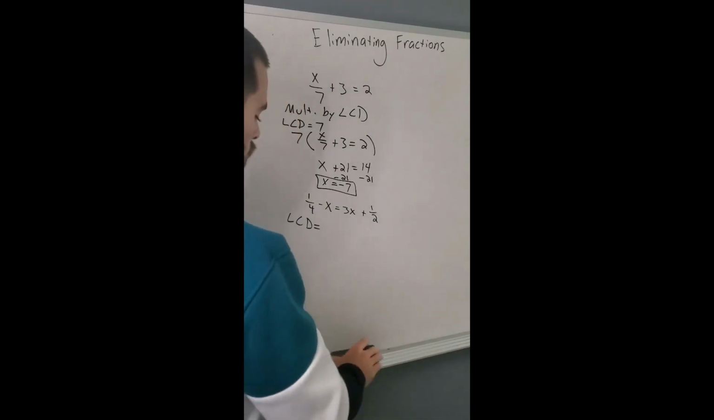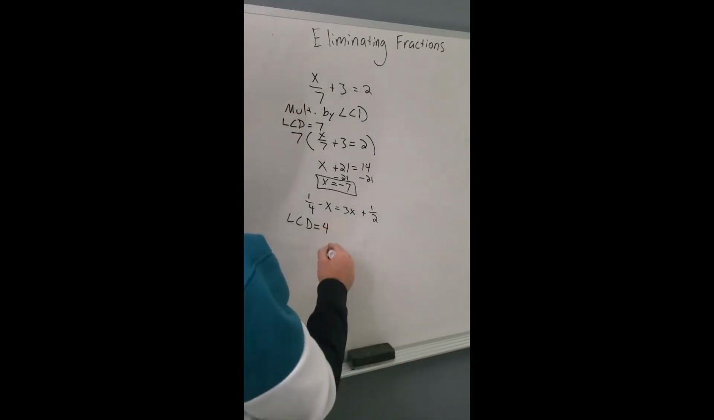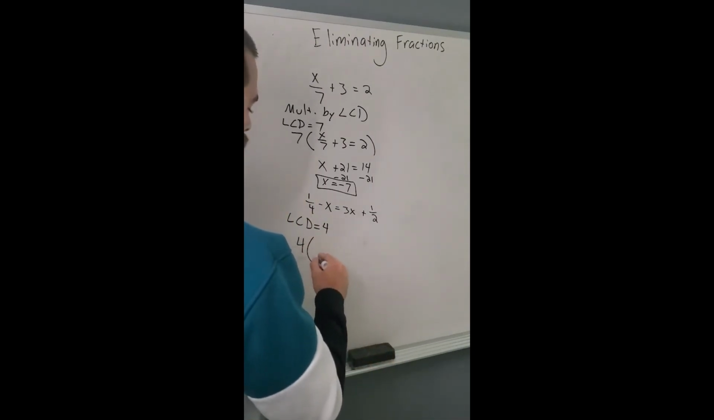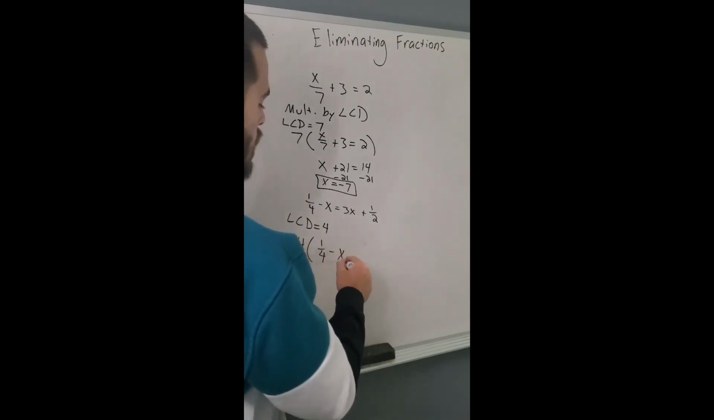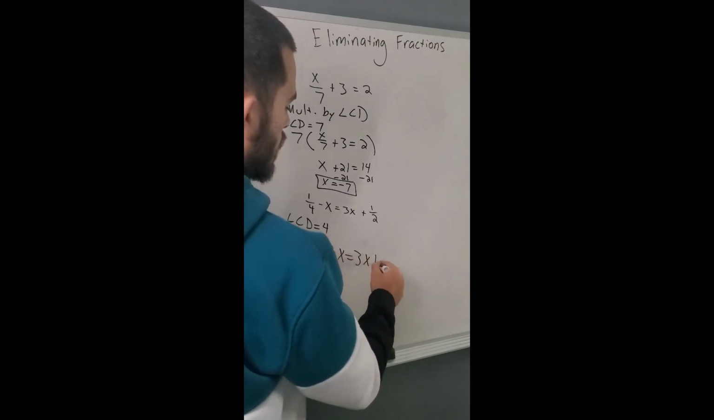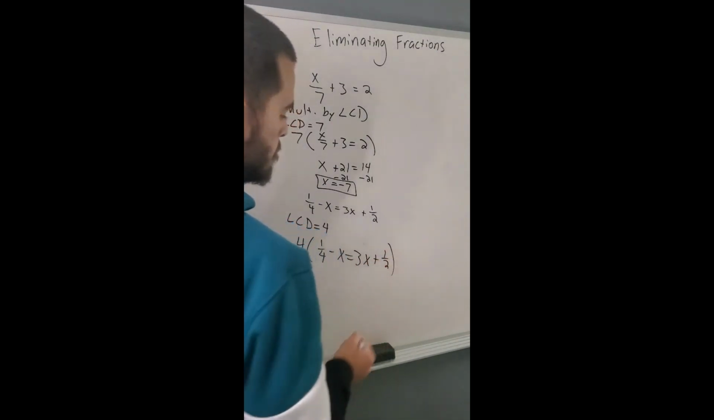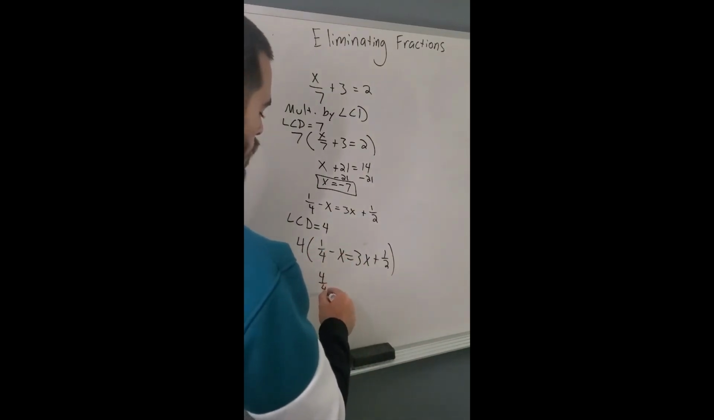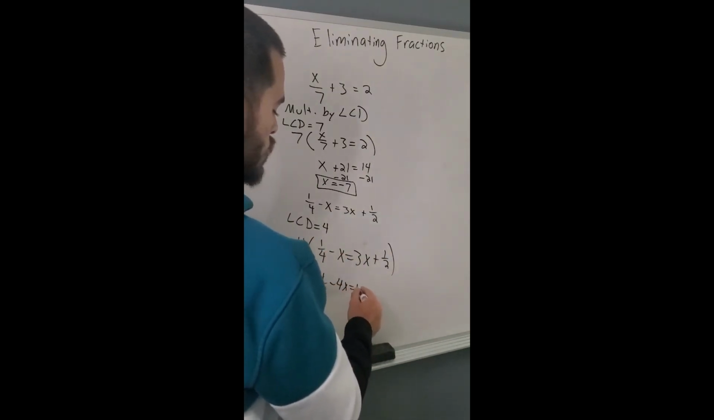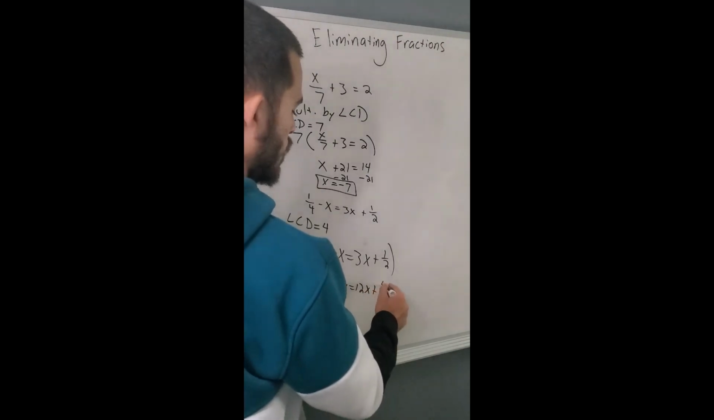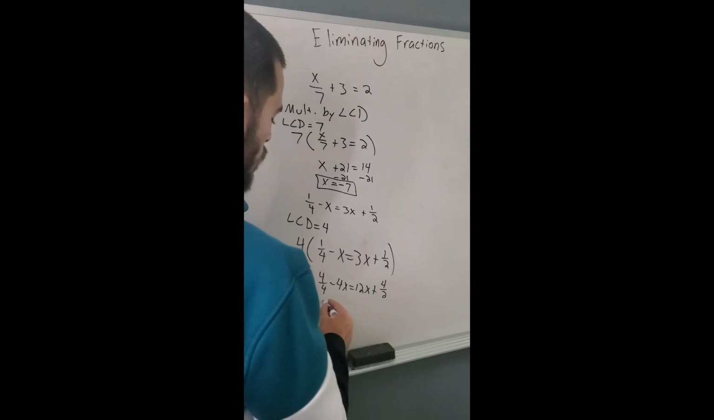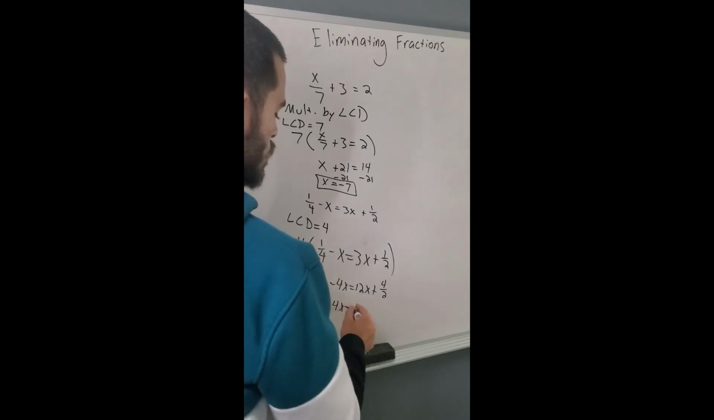All right, so again, our LCD is 4. What we have to do is multiply by the LCD. And yes, the entire equation. Again, notice my parentheses. We're going to distribute the 4 into each of these terms. We have 4 over 4 minus 4x equals 12x plus 4 over 2. Let's simplify these two fractions at the ends. We have 1 minus 4x equals 12x plus 2.